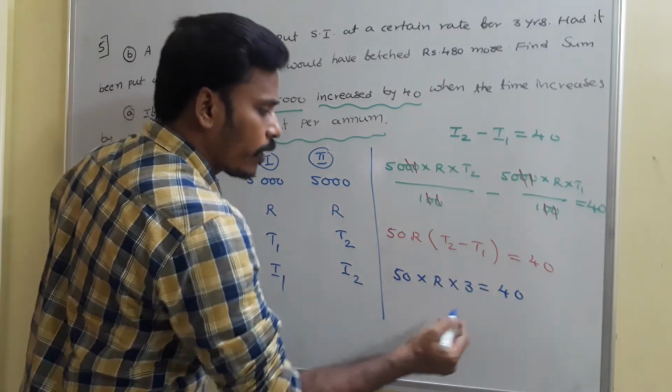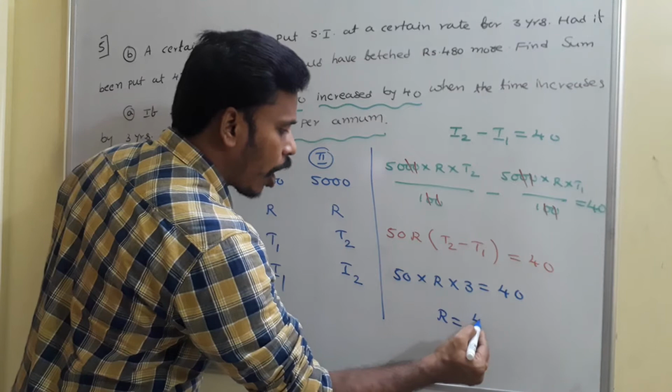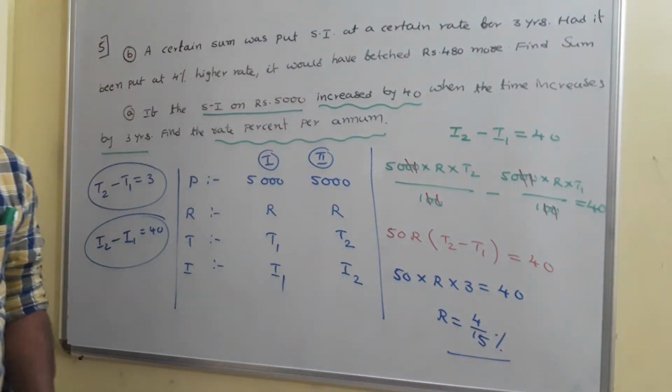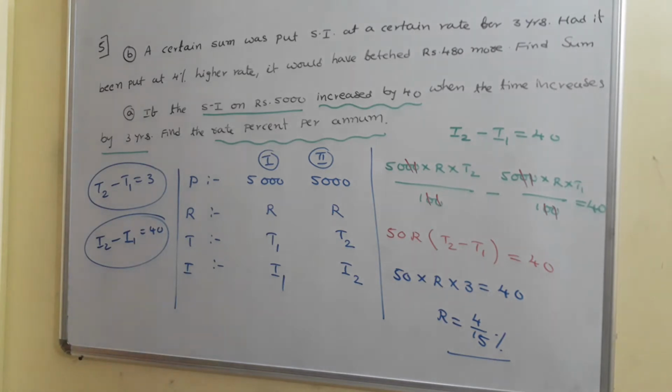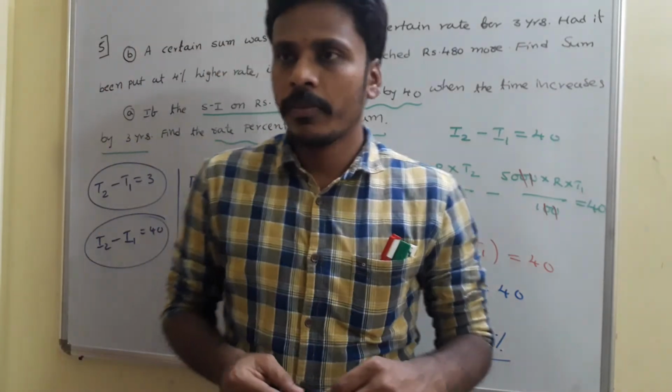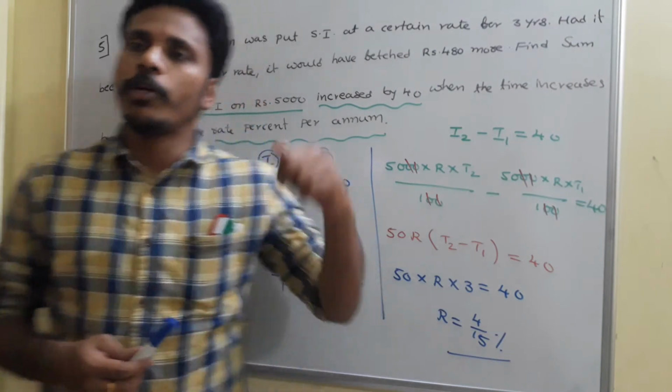See, 0 and 0 will get cancelled, and you will get r is equal to 4 by 15%. So just have a look. At the end, you found that the rate of interest is 4 by 15% for this 5A. Okay. So in the same way, we have to do the 5B also.